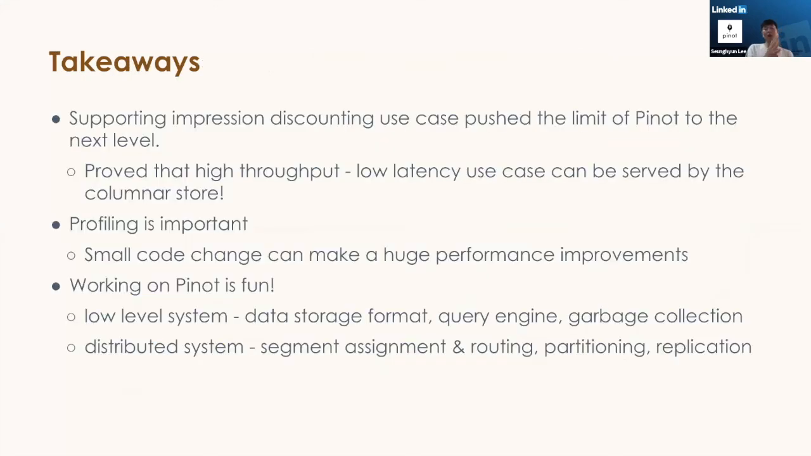So I would like to close the talk with the takeaways. Traditionally, key value stores are widely used for high throughput, low latency use cases, while the columnar store is used for complex analytics queries with low query volume. Supporting the impression discounting use case was a challenge, but it pushed the limit of Pinot to the next level. And we also proved that the high throughput, low latency use case can actually be served by the columnar store. The second point is that profiling is very important. As seen in the previous slides, a small code change can make huge performance improvements.